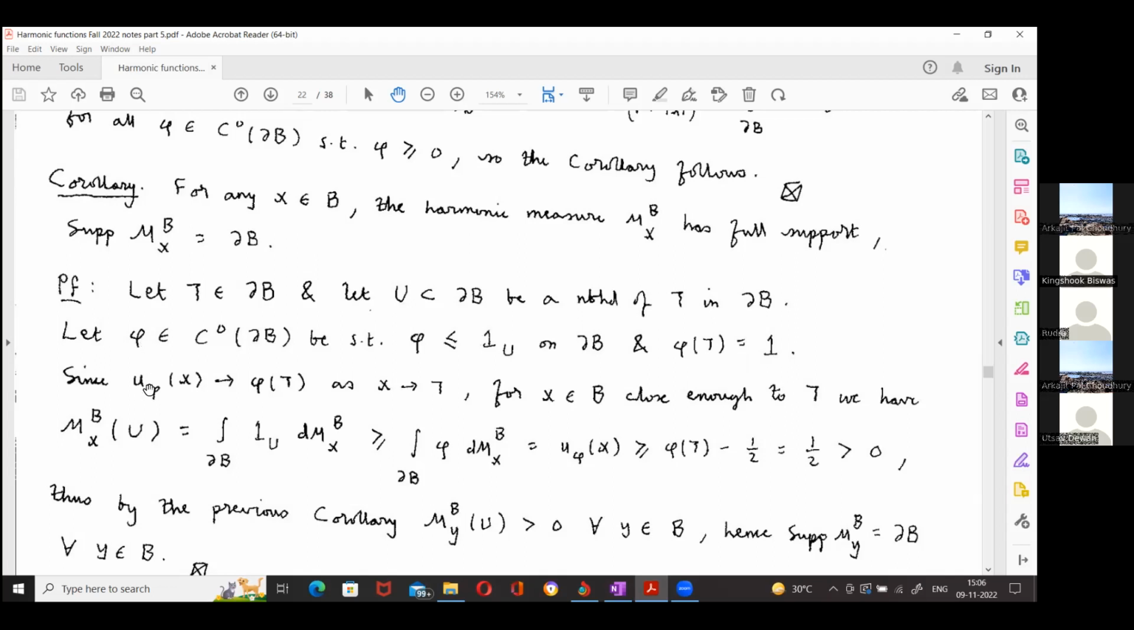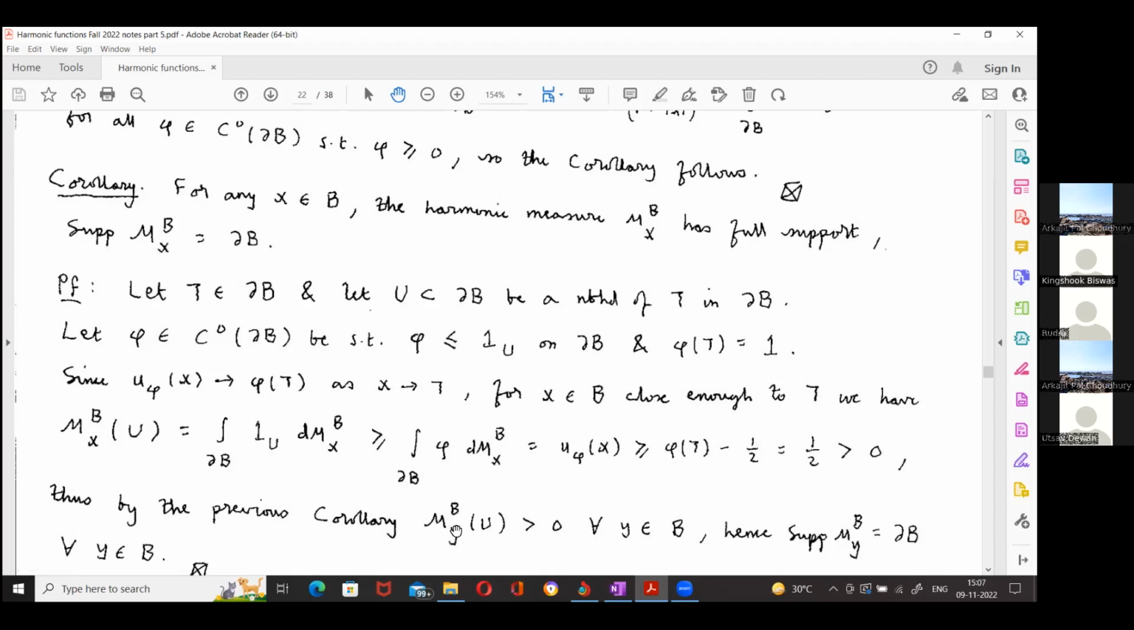Okay, so then take the harmonic extension of phi, U phi. So U phi of x converges to phi of xi, and we're assuming phi of xi is 1. So for x in the ball close enough to xi, we have that the harmonic measure mu x of U, which is the integral of the characteristic function of U d mu x, is going to be greater than or equal to the integral of phi d mu x, since phi is less than or equal to the characteristic function of U. And the integral of phi d mu x is the harmonic extension U phi at x, and this converges to phi of xi. So for x close to xi, this is greater than a half, right? Which is positive. So that means if x is close enough to xi, then the measure mu x of U is positive.